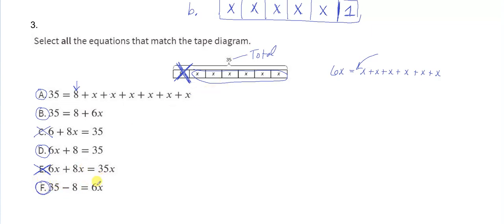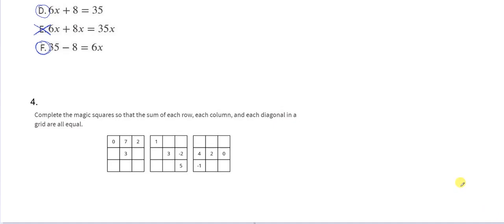They're kind of on their way to solving it, is what they're doing. And so that's number 3. Let's go on down to number 4. Complete the magic squares so that the sum of each row, each column, and each diagonal are all equal. Well, to do that, you need to find one row or diagonal that you know and make all the other ones happen. So 7 plus 2, we need everything to add up to equal 9. Alright? So everything's got to add up to equal 9.